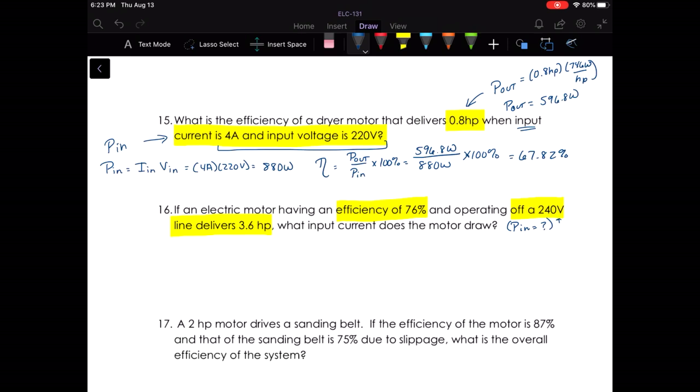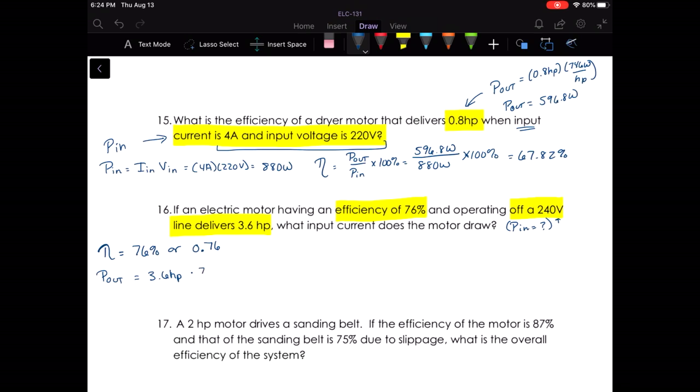So remember I said that without the times 100, that's actually a ratio. So the efficiency, you can think of it as 76%, or it's just 0.76 times 1, depending on what you're looking at. If the output power is 3.6 horsepower, I'm going to convert that to watts. We don't really have to. We could leave it in horsepower if we wanted to, but eventually we would convert it to watts to get our current. So I'm just going to go ahead and convert it now.